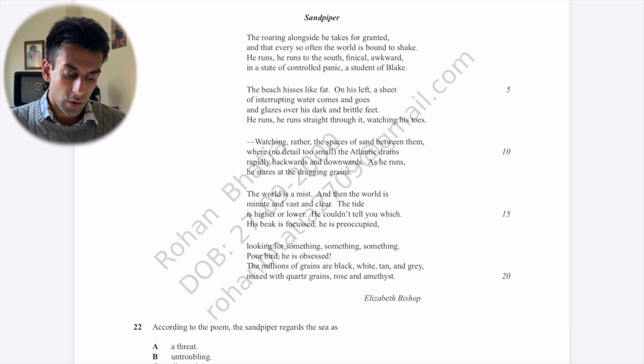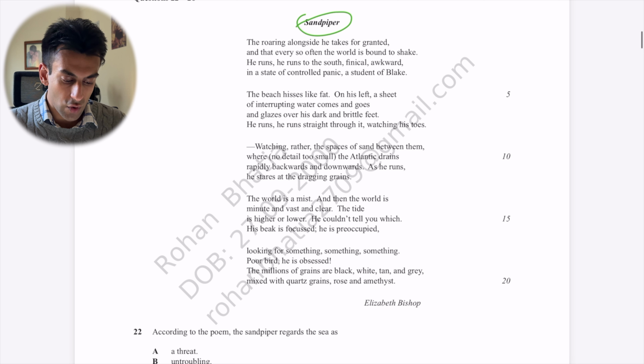Before we even look at the questions, again, one of the things you really want to pay attention to is the title. Even if you weren't aware of the title, which is Sandpiper, a sandpiper is a bird, but even if you didn't know that, there are clues elsewhere in the poem that would give that away. But if you did know that, all of a sudden you know exactly what this poem is going to be about. It's about a bird. Now, if you're wondering, okay, well, let's say I didn't know that sandpiper was a bird.